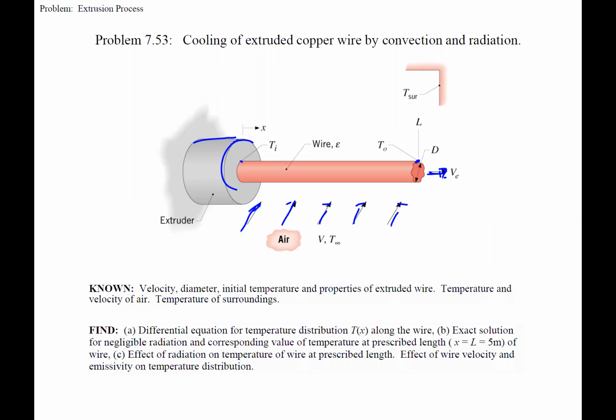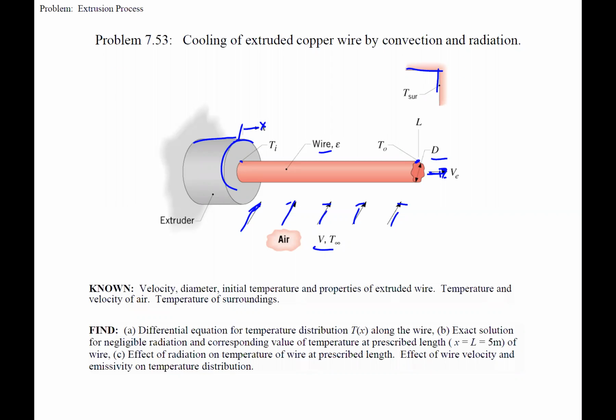They want us eventually to solve for the wire temperature at some distance x. So some distance x. We have surroundings, we have T infinity, velocity, we have a length, we have a diameter. We have a wire emissivity.